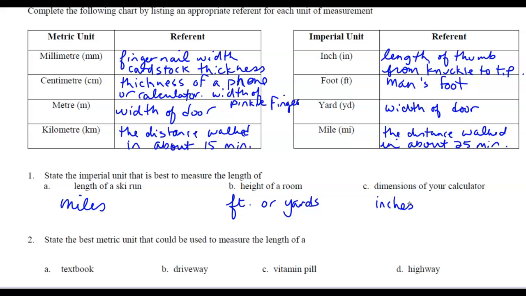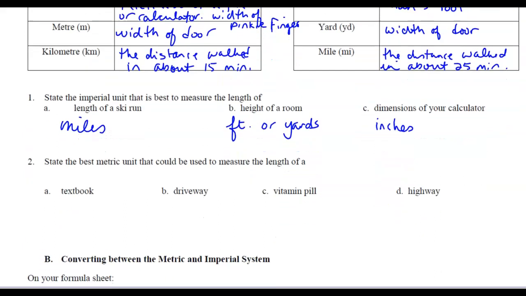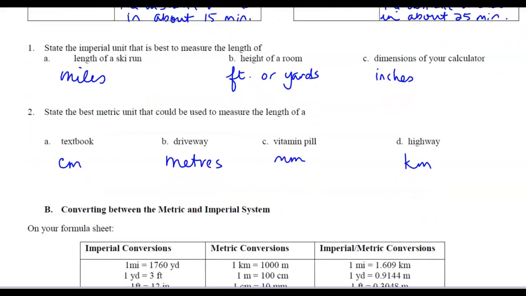Okay. Then for metric, for your textbook, so those of you that have cracked it open this semester, the best unit would be centimeters. Okay, the length of your driveway would probably be meters. A vitamin pill would be millimeters. Unless it's those big ones that maybe could be a centimeter and a bit, but probably millimeters. And a highway would be kilometers. So I just used the abbreviation for most of those to make it easier.